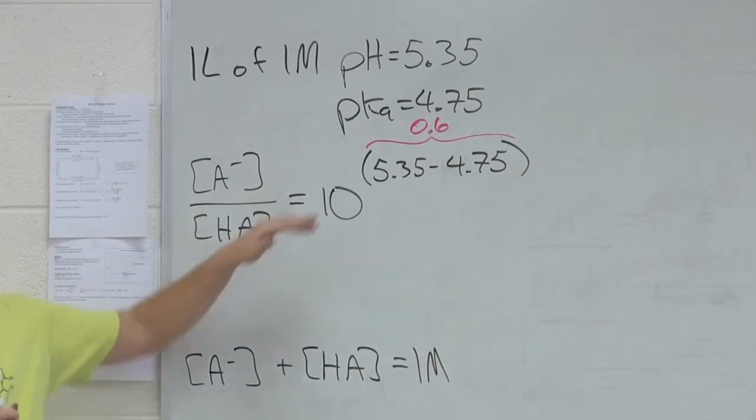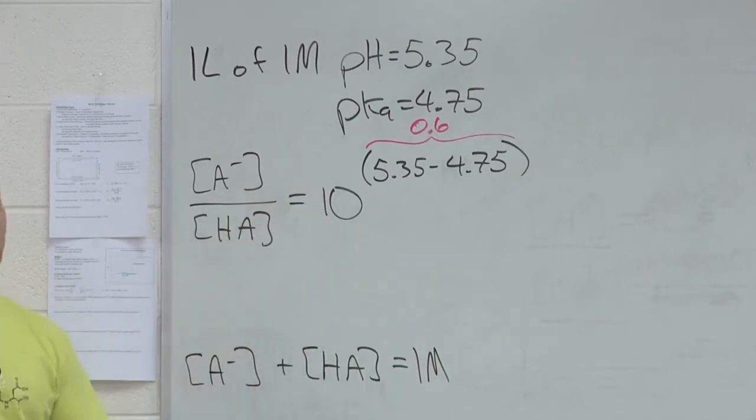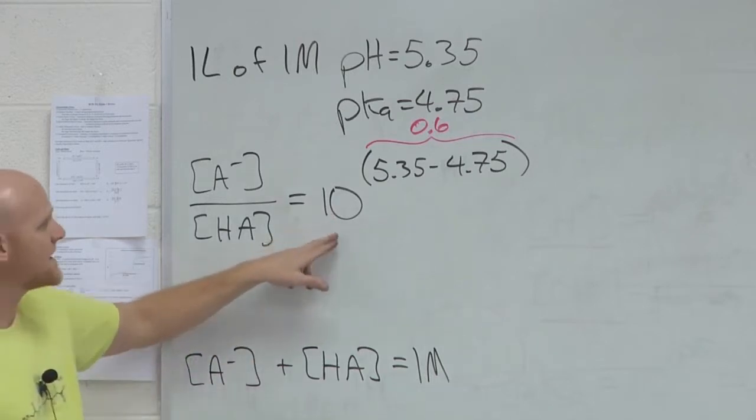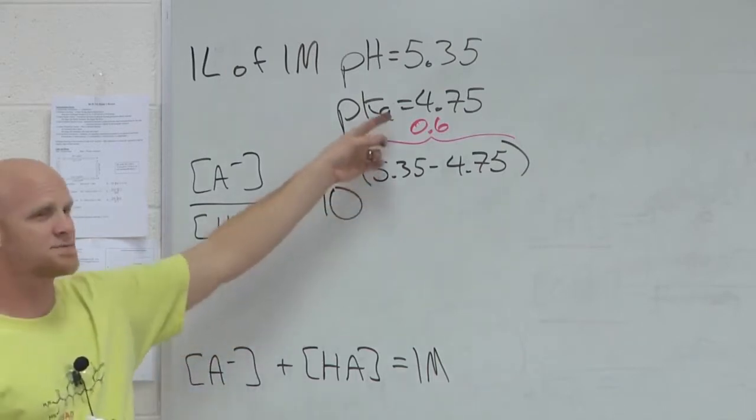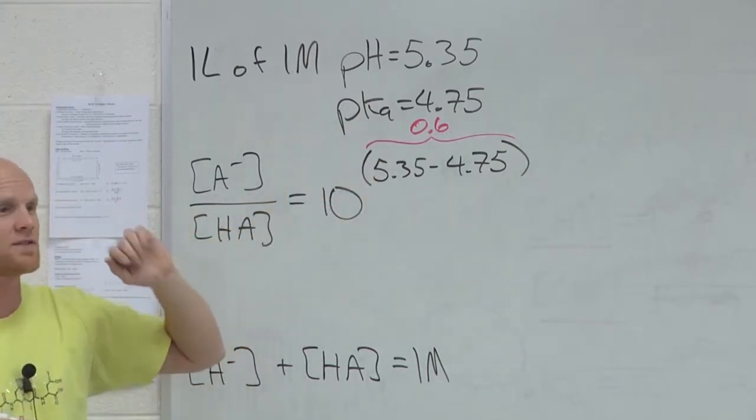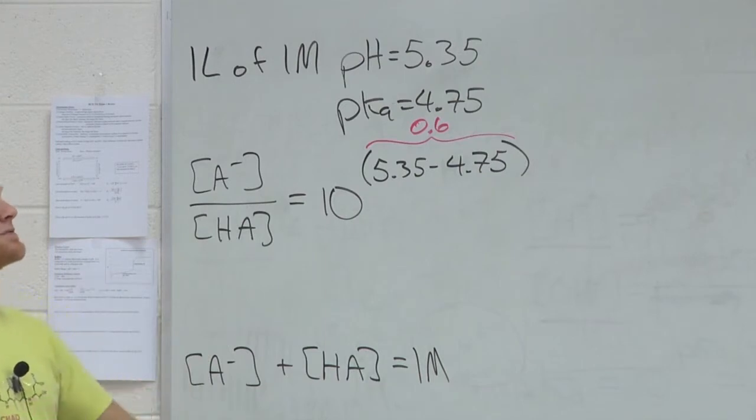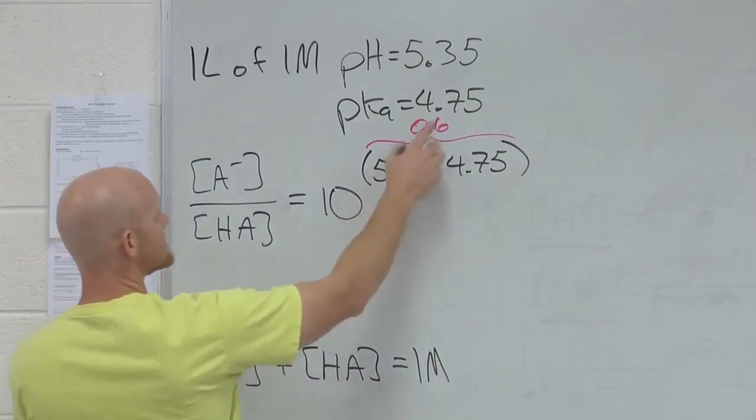Sweet. Now I have 2 equations, 2 unknowns. So we're going to do a little substitution to solve for this. In this case, what is 10 to the 0.6 power? I can't do it in my head. What is it? 3.98. I'm going to round it to 4 to make the math a little simpler, but if you were doing this on a test, I'd use 3.98. But I'm going to use 4.